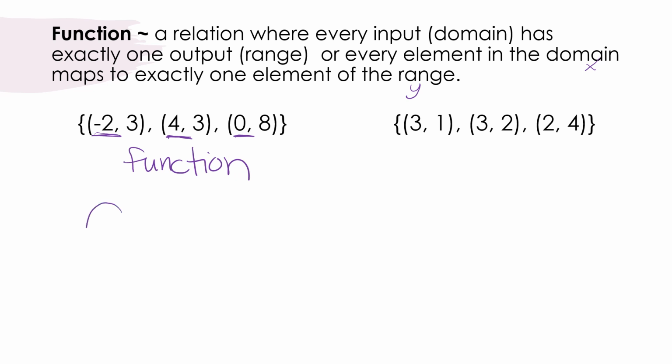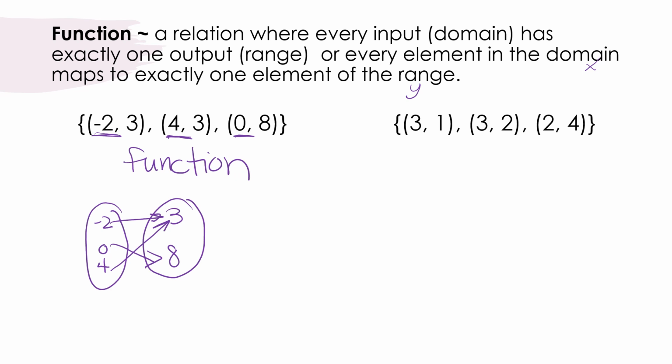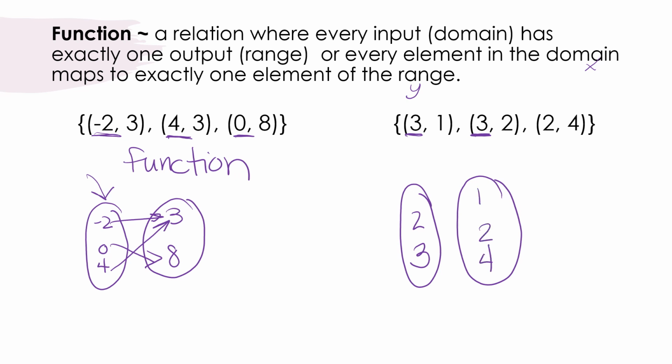If I were to draw a mapping of this, -2, 0, and 4, and 3 and 8: -2 goes to 3, then 4 goes to 3, and 0 goes to 8. Notice that there is only one arrow coming out of each x value. In the second example, my 3's repeat. If I were to draw a mapping of this, 3 goes to 1, 3 goes to 2, and 2 goes to 4. Notice that I've got two arrows coming out of my 3, or in the case of the ordered pairs, the 3's repeat. This means that this is not a function.